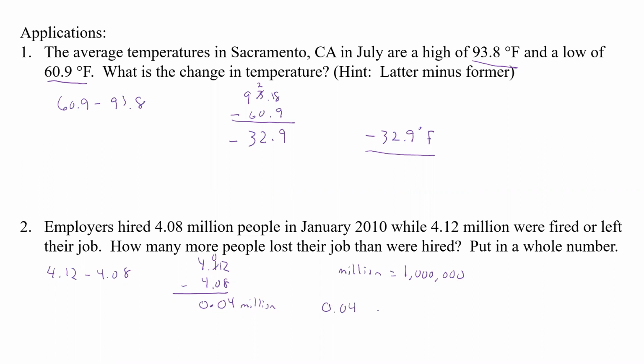So if we start with this, and we're going to move it to the right, so let's add a whole bunch of zeros here. We're going to move it 6 places. We'll go 1, 2, 3, 4, 5, 6. So now our decimal's here, and this is going to be our answer. So 4 and then 4 zeros. So that's going to be 40,000. Okay, so that's how many more people were fired or left their job than were actually hired in January of 2010.